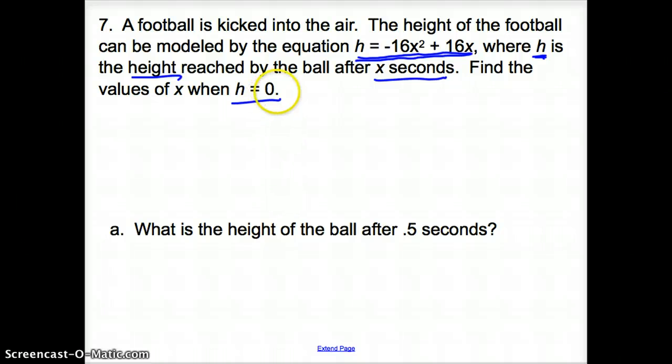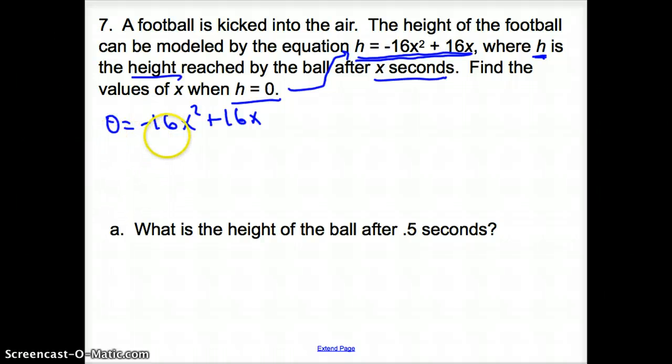Well, where am I going to put this 0? I'm going to put it in, you guessed it, in for h. So we go 0 equals negative 16x squared plus 16x. Does this look like something that we have seen before? Yes, because it equals 0. All we have to do is factor this and then solve.